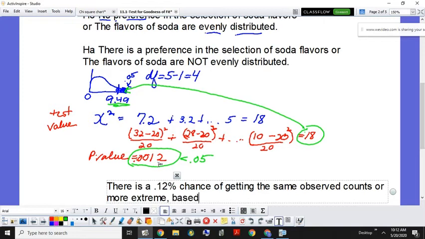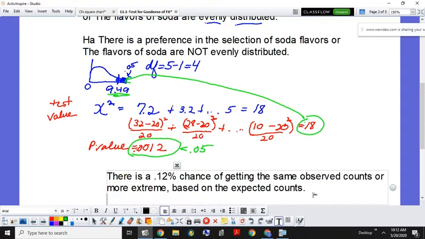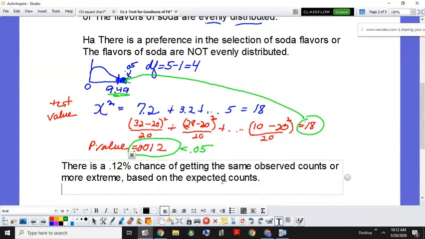And then we say based on the expected counts, because your Ho is based off of your expected counts. In the last chapter, we said based on the Ho. Well, the Ho is the expected counts. The Ho up here said they were evenly distributed or there was no preference, and the expected counts are basically just the numbers representing the Ho. So that is going to be every single time, everything in this chapter. That is your p-value. Okay, that is your p-value sentence.